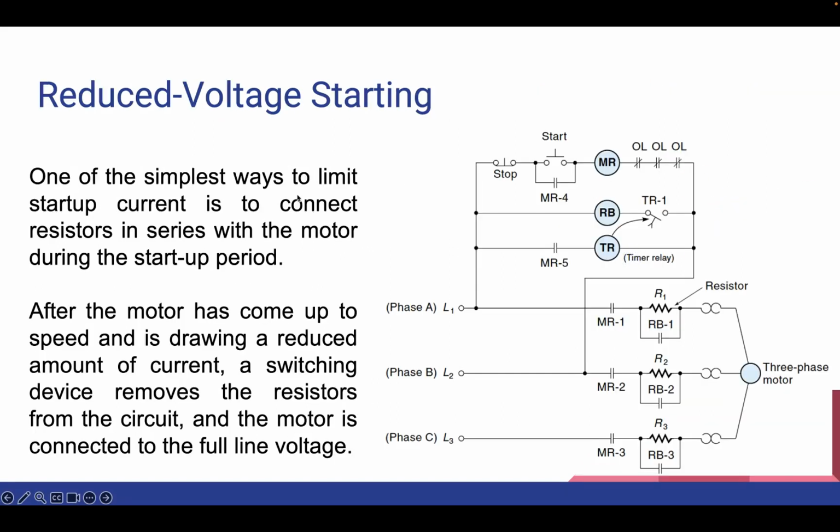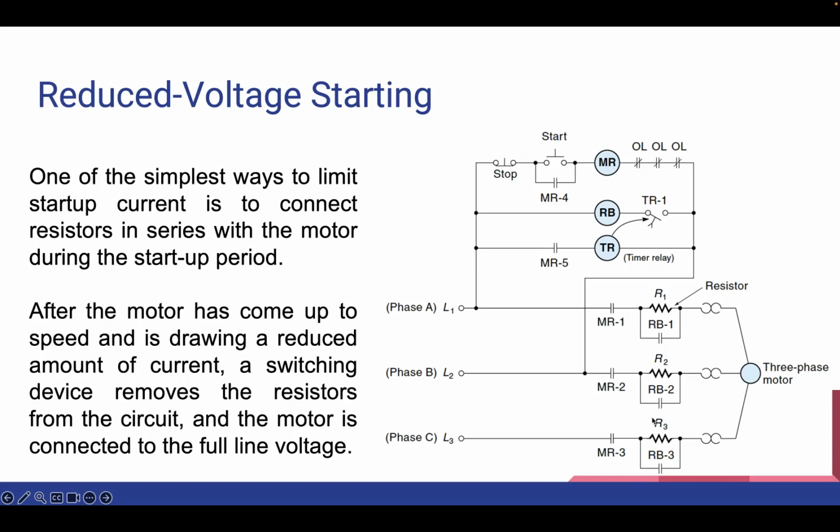Now let's delve into the concept of reduced voltage starting, and this is one of the simplest methods to limit startup current by using resistors in series with the motor during the startup phase. After reaching a certain speed and drawing a reduced current, a switching mechanism removes the resistors from the circuit and connects the motor to the full line voltage. The resistors that I'm talking about are the resistors illustrated in the circuit.